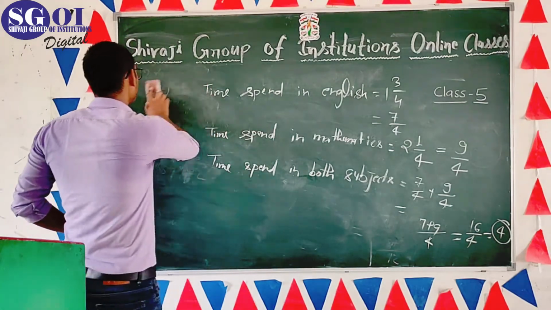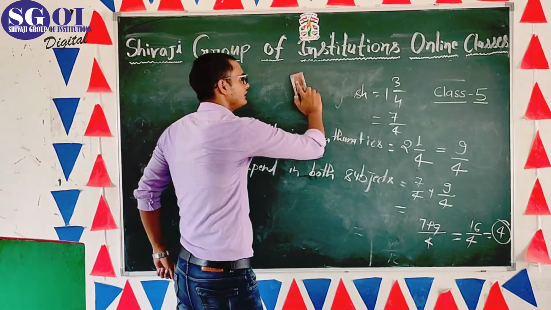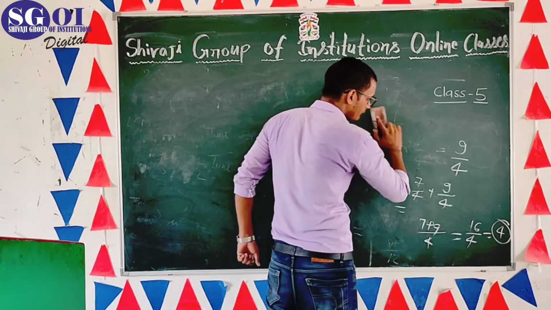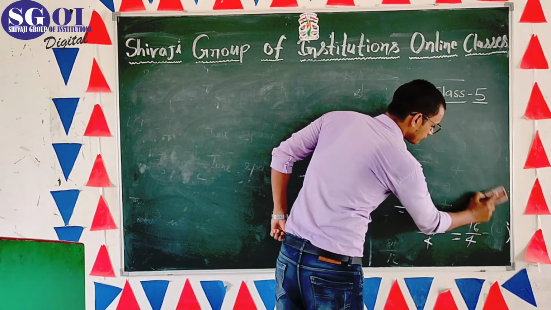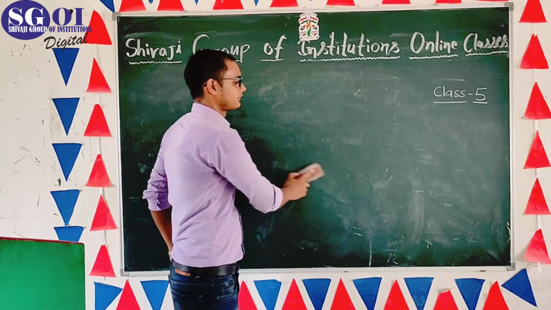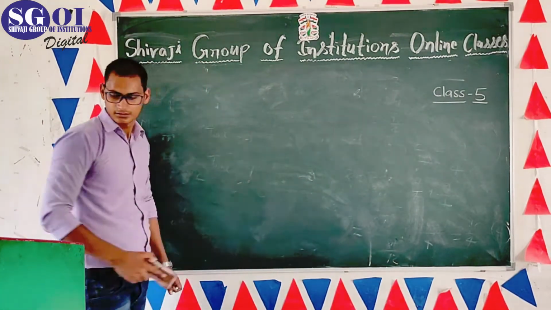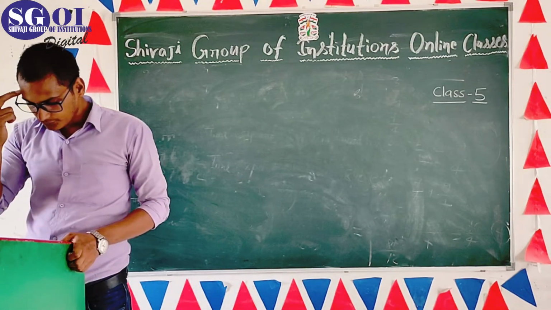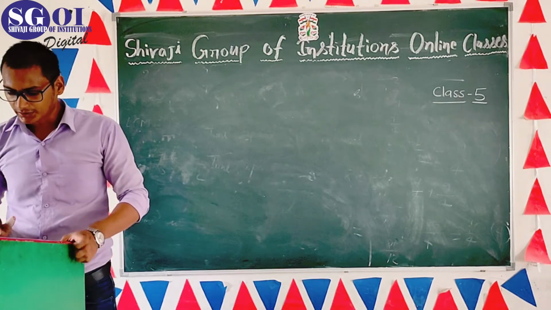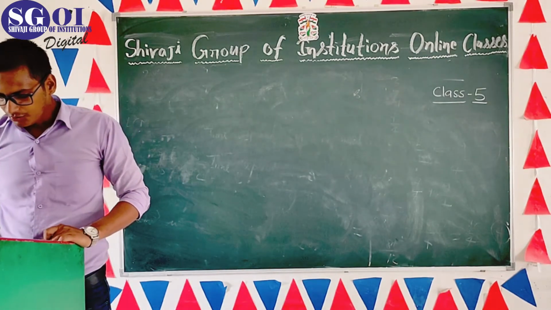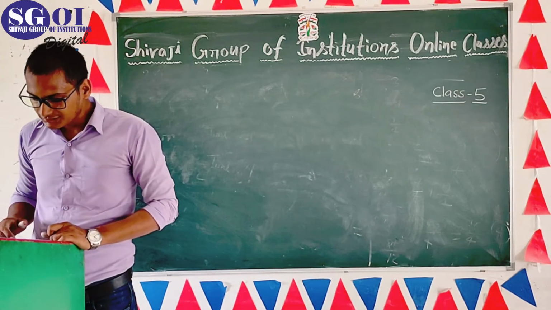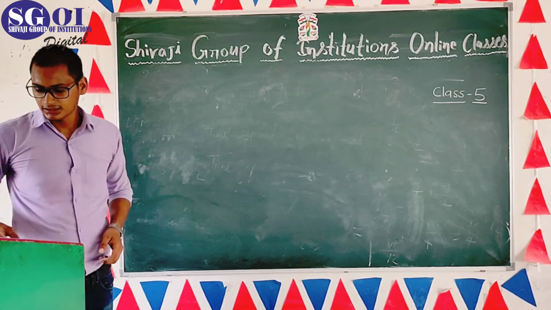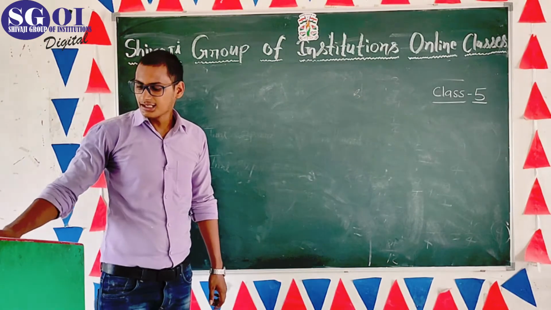Students, question number 3. Read the question. Question number 3 is Mukesh bought a pencil for 2 whole 1/4 rupees and a sharpener for 1 whole 1/2 rupees. How much money did he spend on both these items?